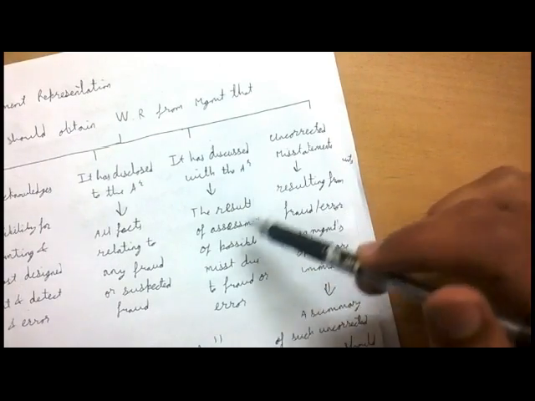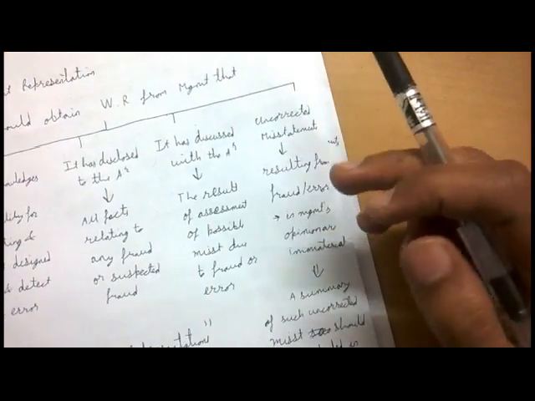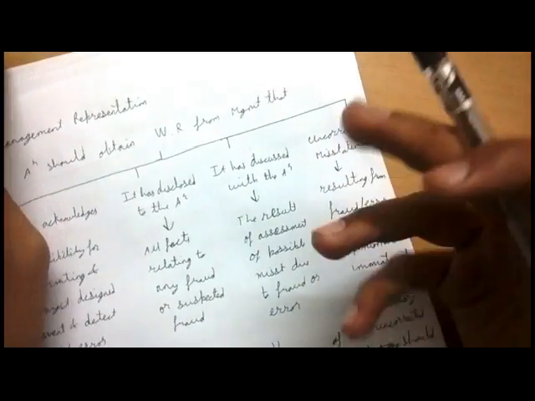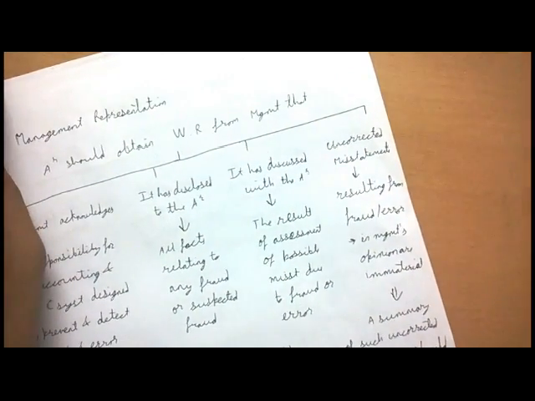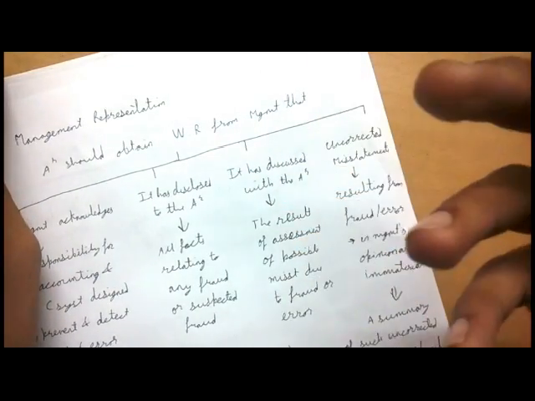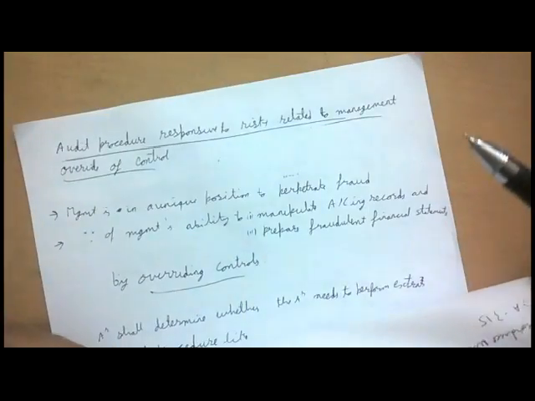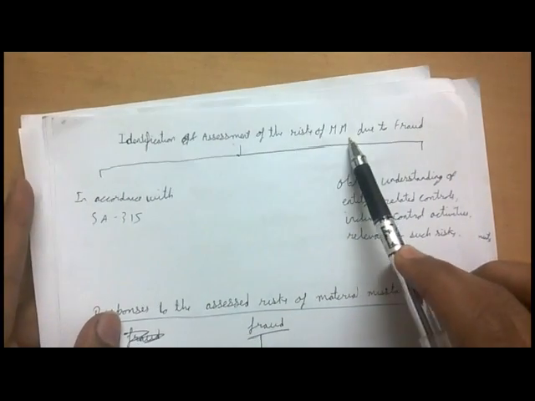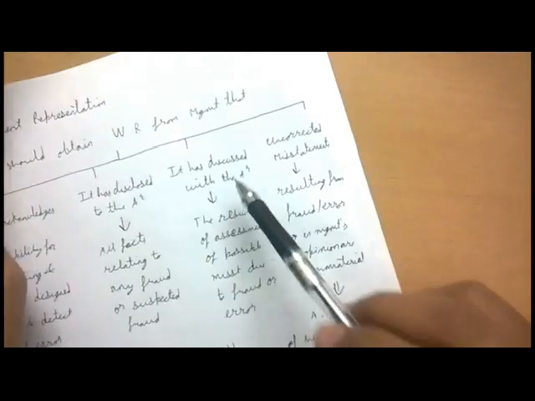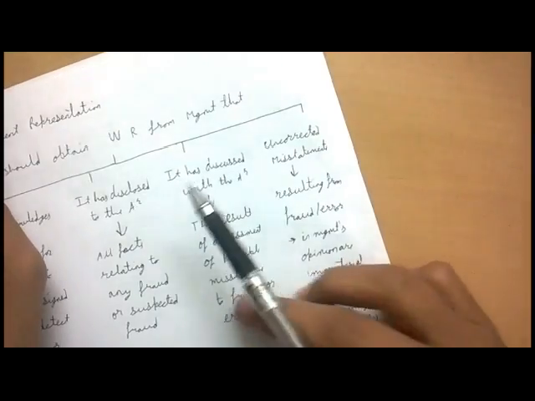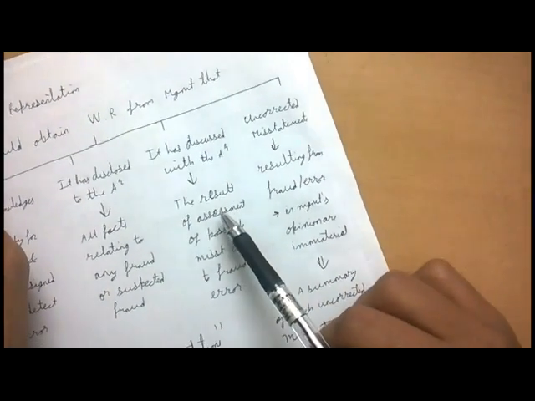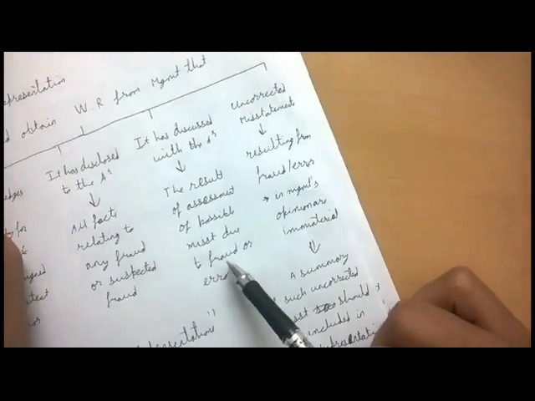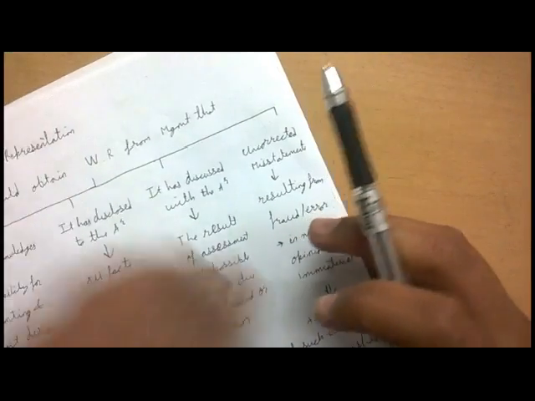Then it has discussed with the auditor the results of the assessment. That is, it performed some assessment in risk assessment of identification and assessment of the risk of material misstatement. I've already covered this. These identification and assessment of the risk of material misstatement due to fraud, which I told you is going to be covered in SA 315. So regarding this, the management has discussed with the auditor the result. Whatever assessment it made, it has discussed with the auditor regarding those assessments of possible misstatement due to fraud or error. This also needs to be given in writing.